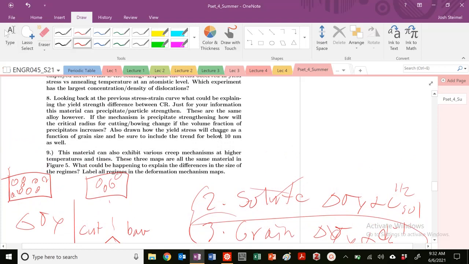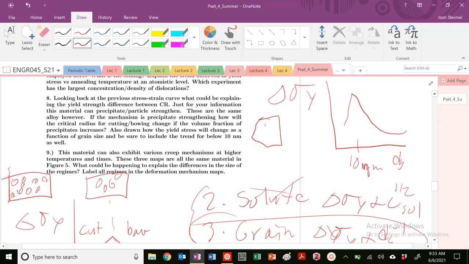Draw how the yield stress will change as a function of grain size, including below 10 nanometers. So remember, we have this curve. We've seen this in class previously as well. Initially as I decrease my grain size, I shoot up, but then at 10 nanometers I go down. Why at 10 nanometers? Because now my grain size is so small that I can only fit about one dislocation in that grain. So I don't get that dislocation pileup that disrupts dislocation motion. So there is no dislocation pileup when you can only fit one dislocation in a grain.